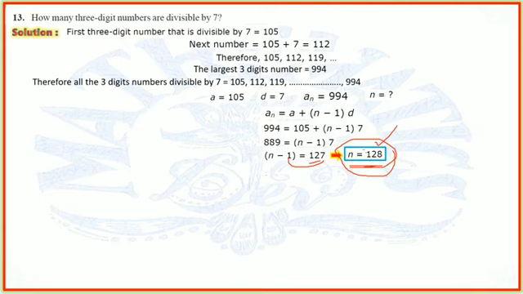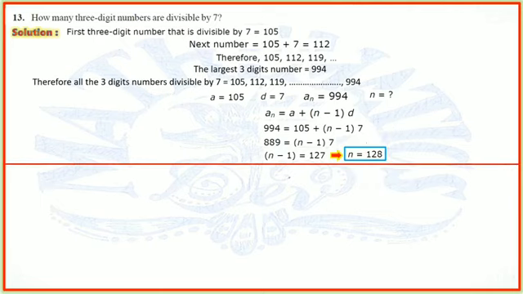This is the magic of this AP, that without wasting much of our time and pages, we can find the nth term, or the thousands, hundreds, lakhs of terms, within a few minutes, or sometimes in seconds. So if you want to verify it, you can write 105, 112, 119, keep on writing till 994 and then count them. You will find that all those numbers are 128.